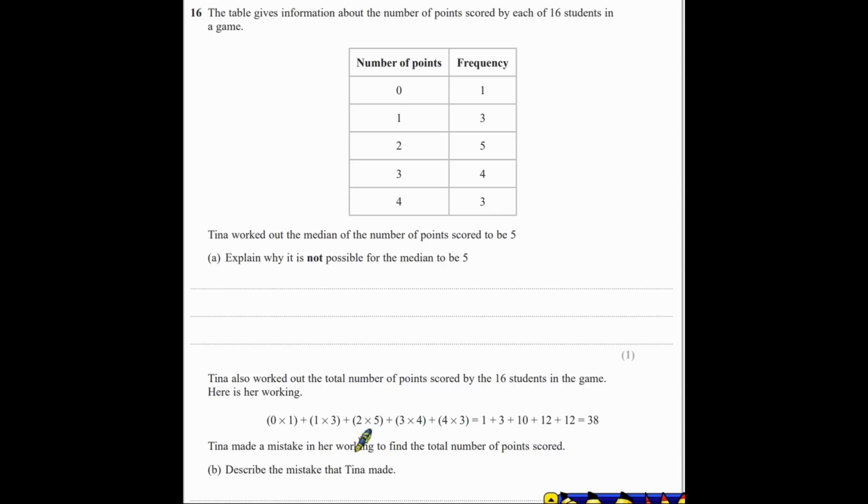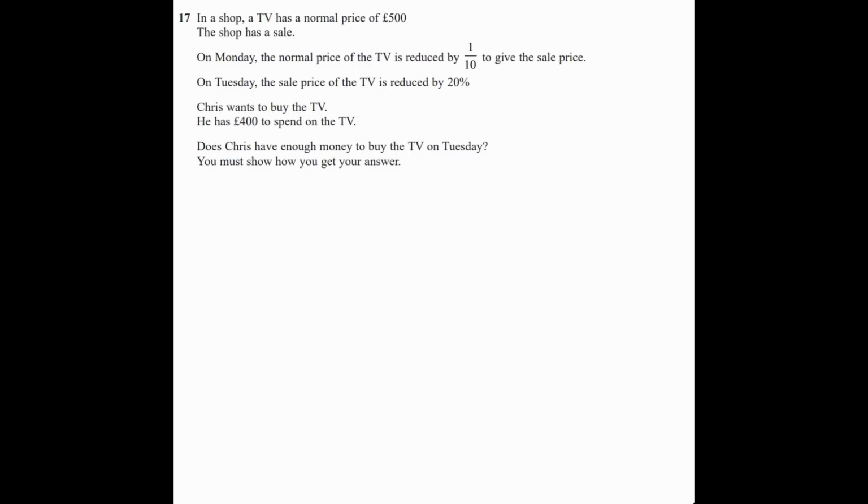Have a little look at this carefully. Work out each of these brackets. This is indeed 12. That is 12. That is 10. That is 3. But this one here, she has come to a total of 1. And of course, 0 times 1 is actually equal to 0. So that should be a 0 in there. So the total should be 37.